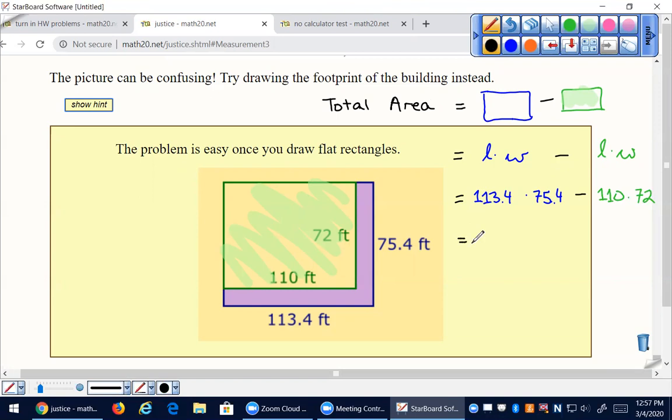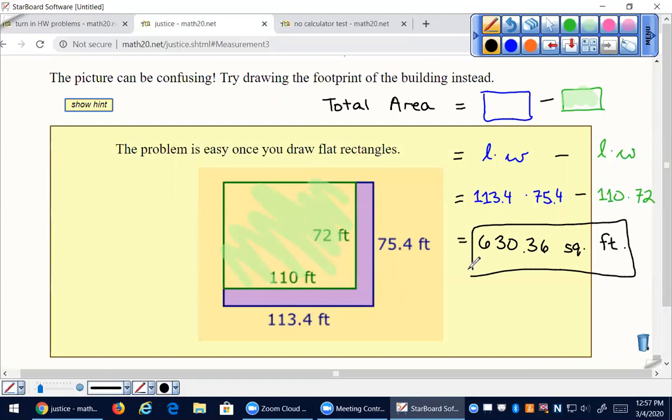So what is this? 113.4 times 75.4 minus 110 times 72. Wow. I probably should round it down to 630, because we're actually doing construction with concrete and we're not going to be accurate to the tenth of a square foot.